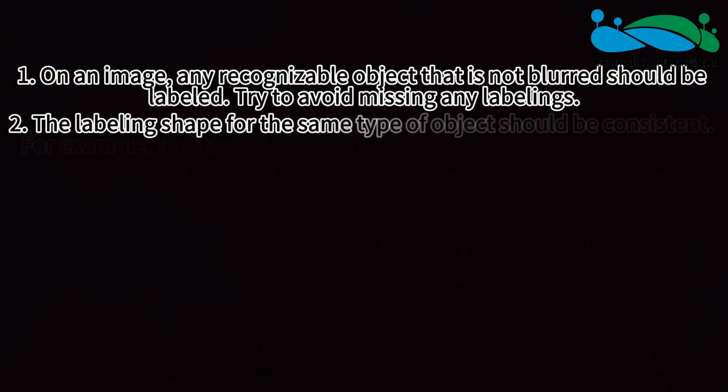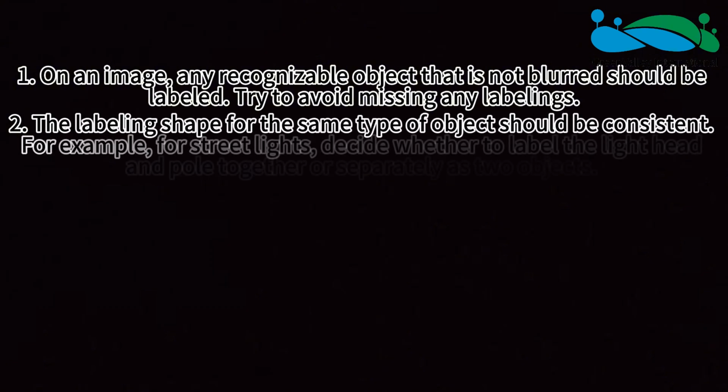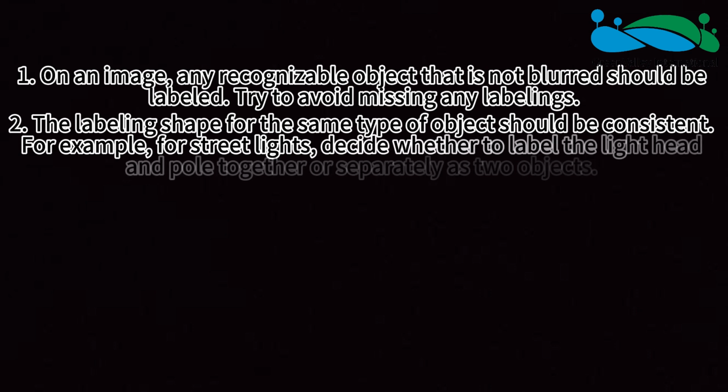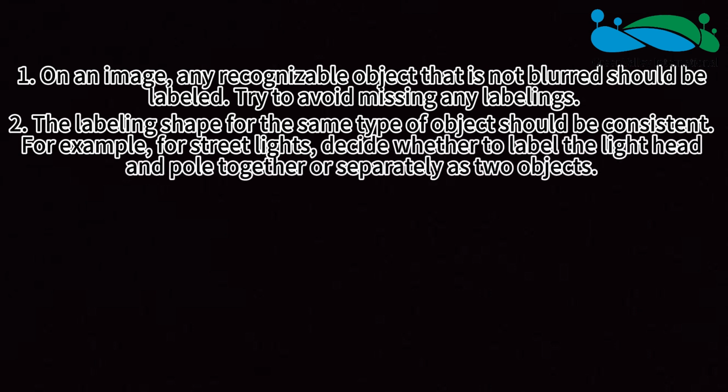The basic requirements for sample labeling in object detection include the following points. 1. On an image, any recognizable object that is not blurred should be labeled. Try to avoid missing any labelings. 2. The labeling shape for the same type of object should be consistent. For example, for street lights, decide whether to label the light head and pole together or separately as two objects.